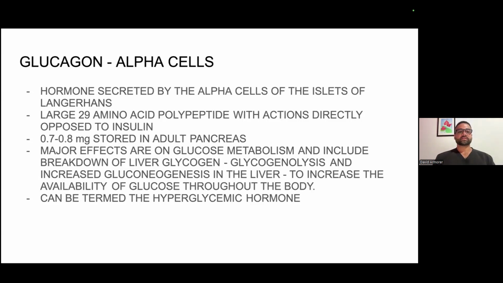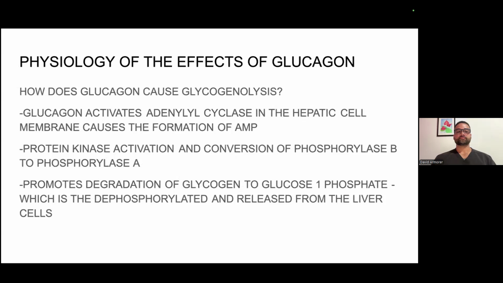Moving on to the alpha cells of the pancreas, you have glucagon secreted by these cells. It's a large 29 amino acid polypeptide with actions directly opposed to insulin. You have 0.7 to 0.8 milligrams stored in the adult pancreas, and the major effects on glucose metabolism include a breakdown of liver glycogen, glycogenolysis, and increased gluconeogenesis in the liver. It increases the availability of glucose throughout the body, and it can be termed the hyperglycemic hormone.